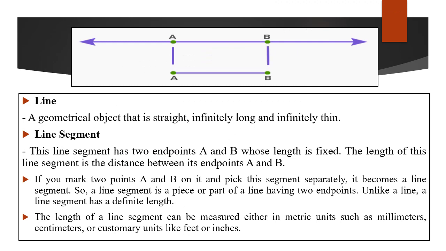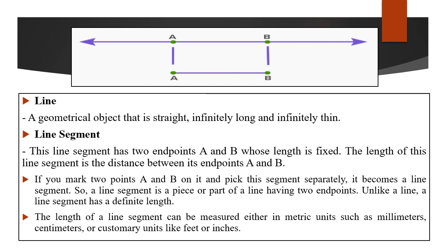Line. A geometrical object that is straight, infinitely long, and infinitely thin. Line segment. This line segment has two endpoints, A and B, whose length is fixed. The length of this line segment is the distance between its endpoints A and B. If you mark two points A and B on a line and pick its segment separately, it becomes a line segment. So, a line segment is a part of a line having two endpoints.